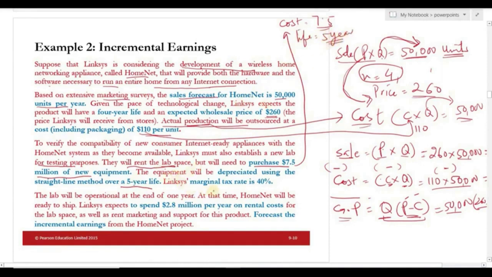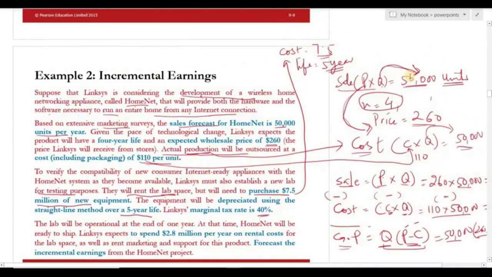Okay, the marginal tax rate is 40%. At this point you might be wondering: previously, the project life was 4 years, so you were thinking that we would be dividing the cost by 4. But now the machinery life is 5 years, right?